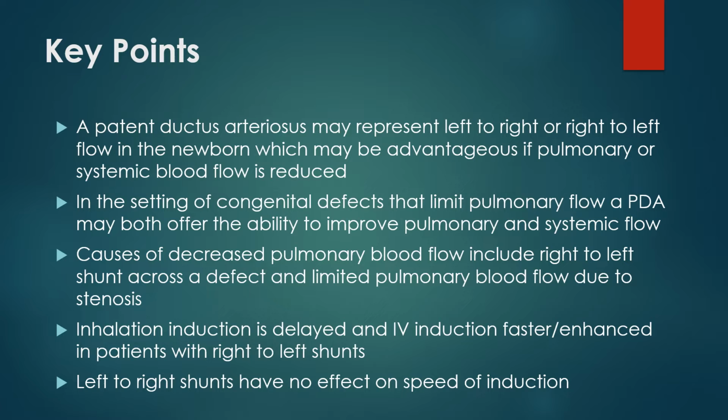So sometimes, again, you're using a persistent fetal circulation to your advantage. Causes of decreased pulmonary blood flow include right to left shunt across a defect and limited pulmonary blood flow due to stenosis. So those are the two bottom line causes of cyanotic heart disease.